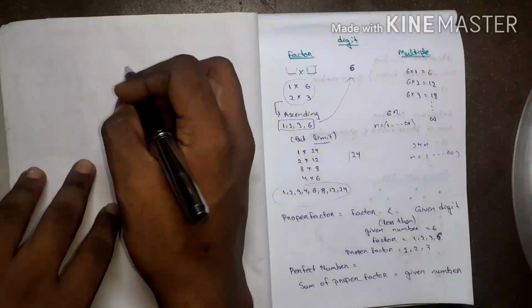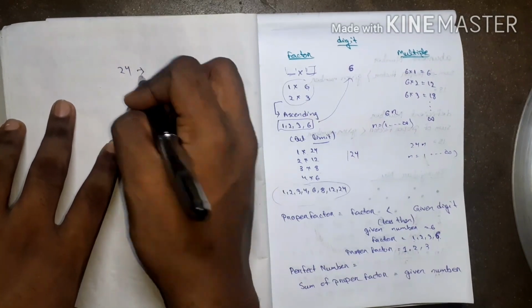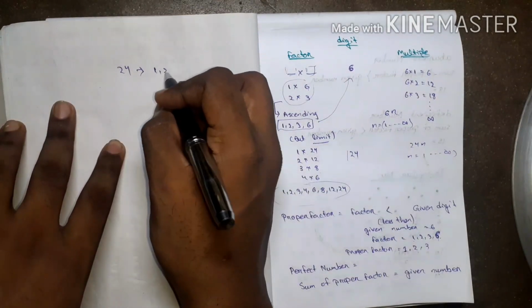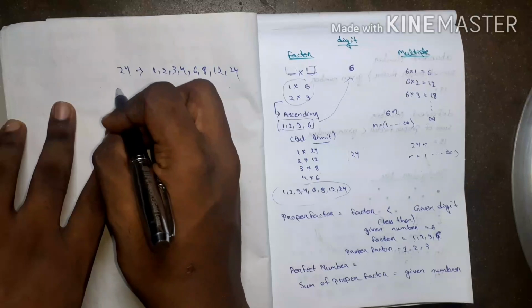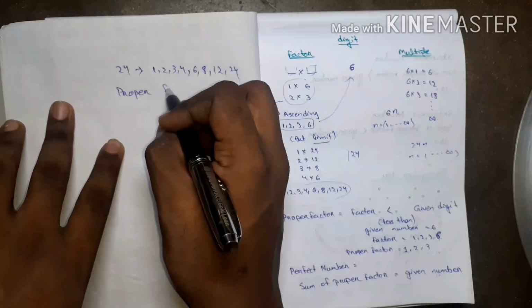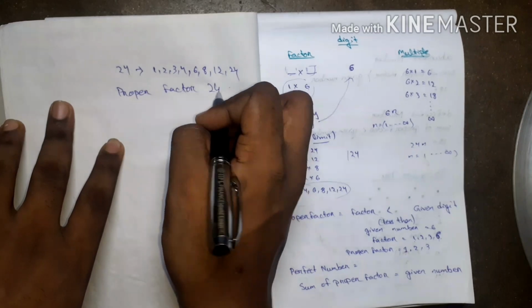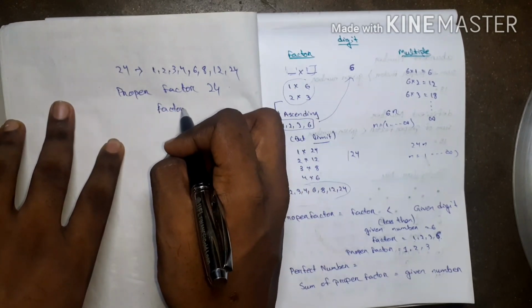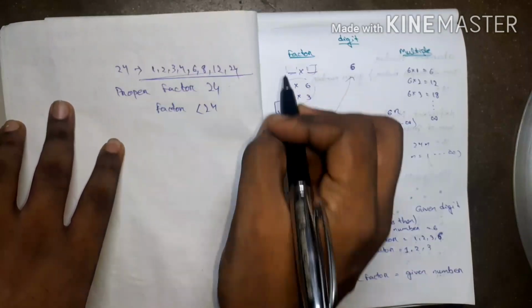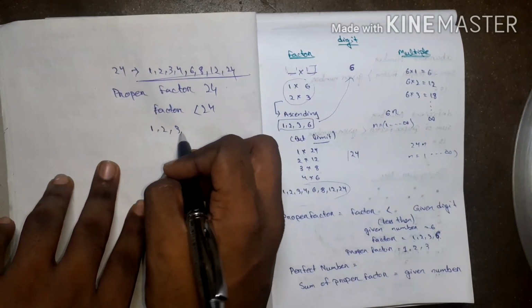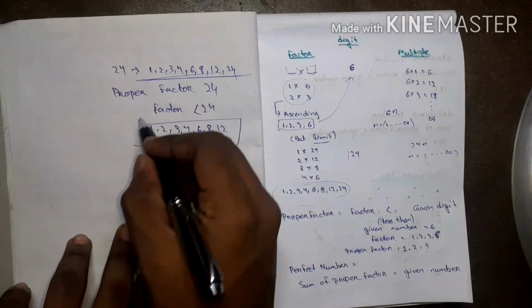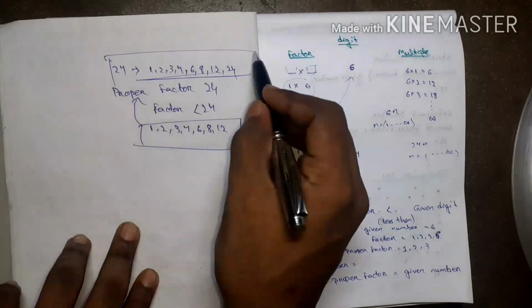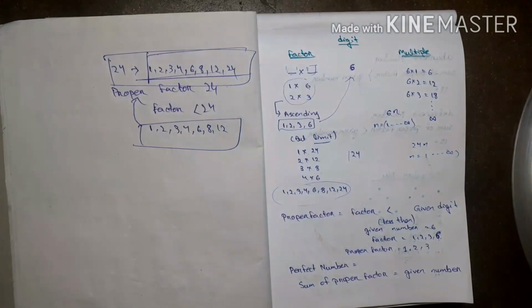Then another example, 24. What are the factors of 24? 1, 2, 3, 4, 6, 8, 12, 24. What is the proper factor of 24? It means factors less than 24. Among these, which are less than 24? 1, 2, 3, 4, 6, 8, 12. These are the proper factors of 24, and those are the factors of 24. Understand the difference between factors and proper factors?